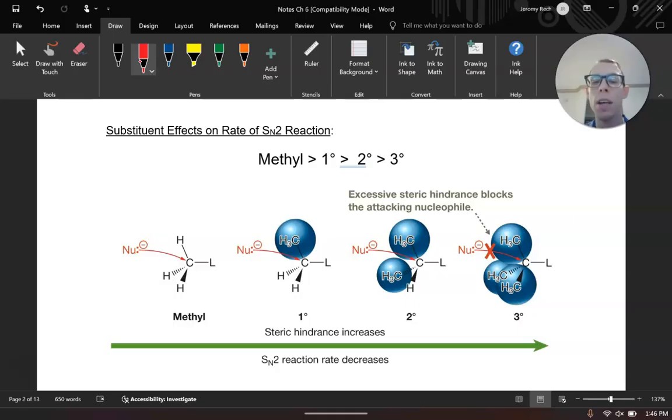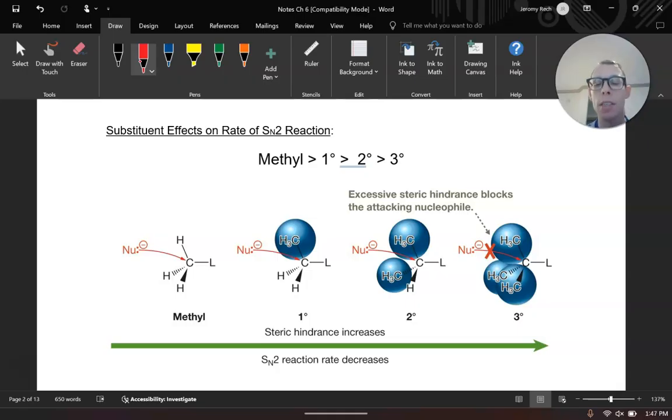You want your substrate to be very open. If you jump all the way down to the far right side where it's tertiary, there is a ton of steric hindrance from all those big bulky groups. So in examples of tertiary substrates, it's really hard to do a backside attack because you're trying to push through a giant crowd to get to that carbon that you're actually trying to attack. So SN2s are really going to favor your methyl and your primary.